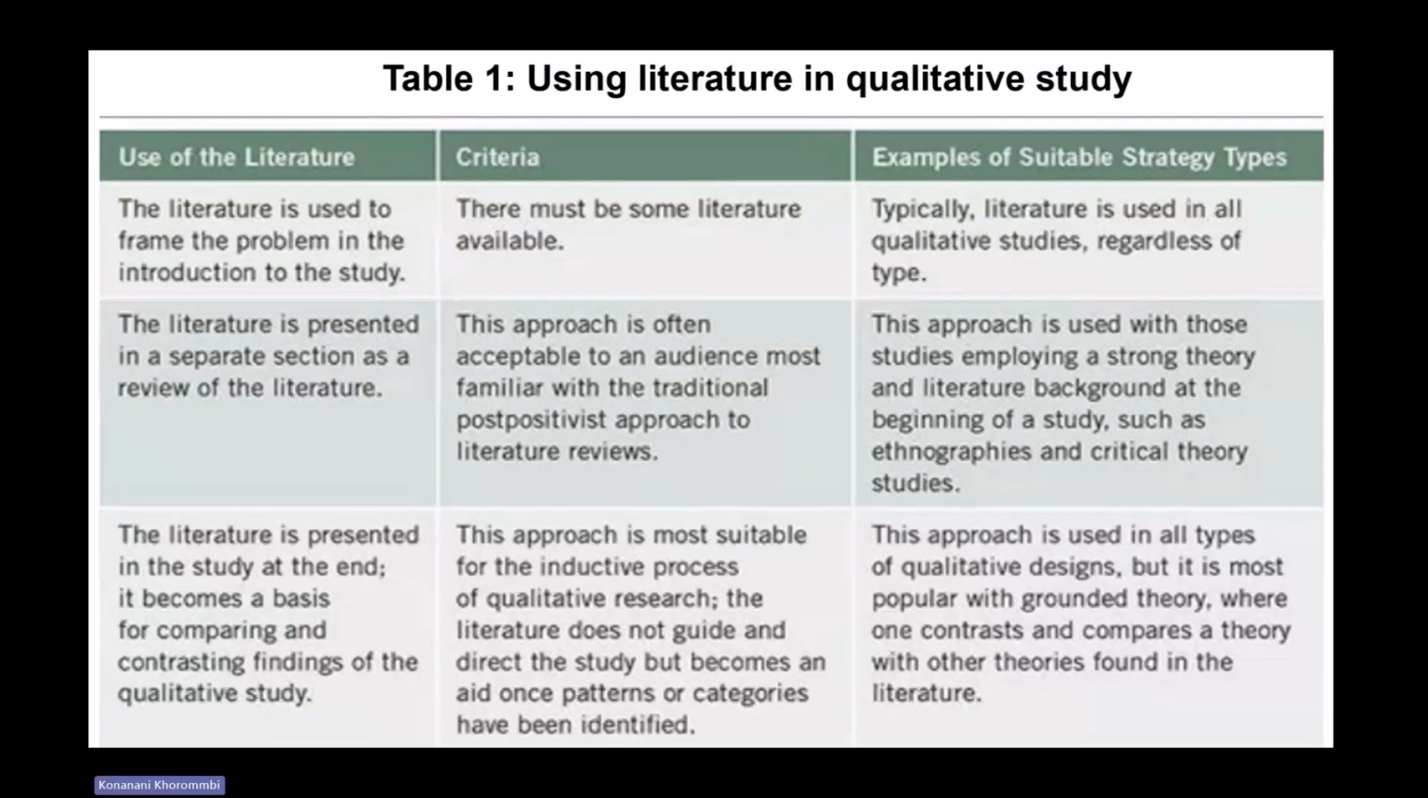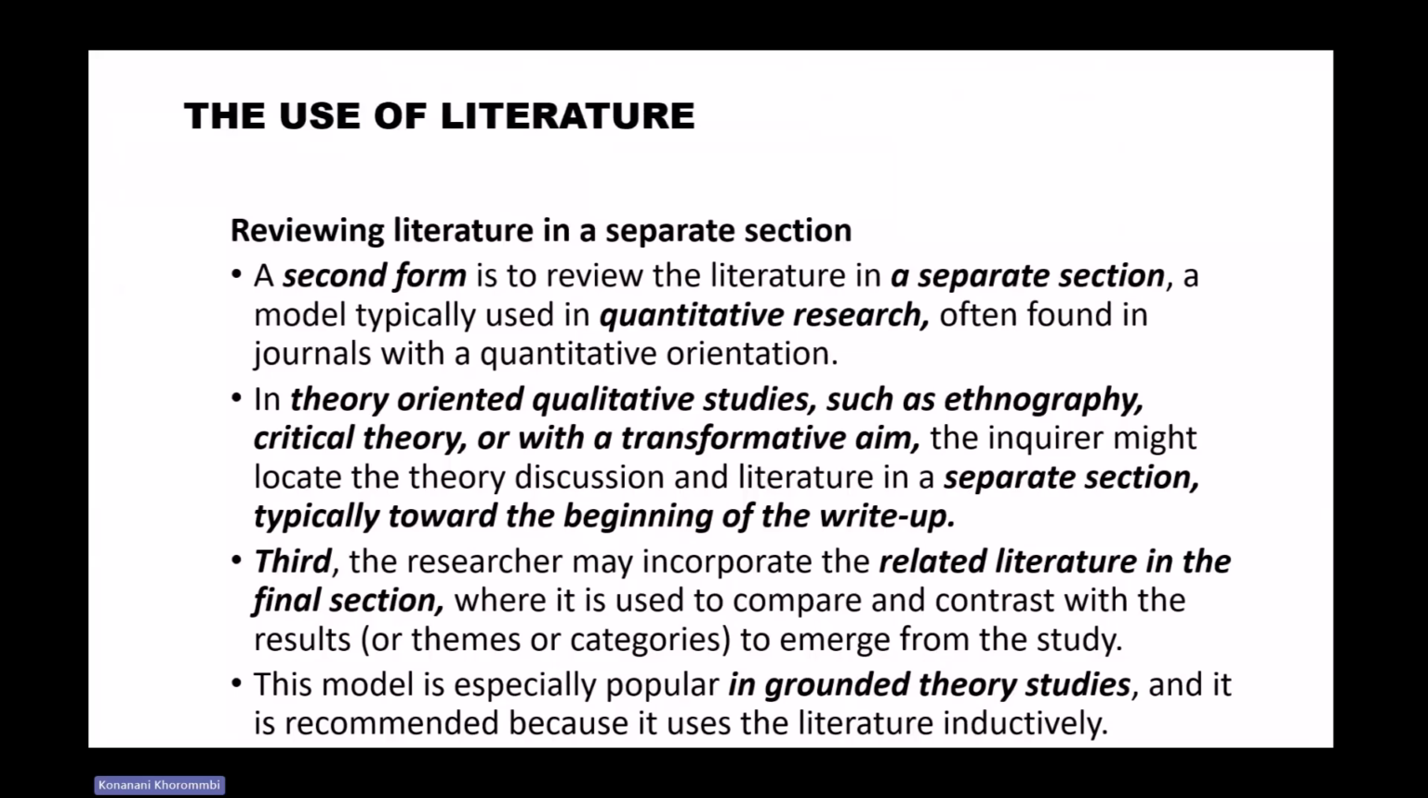Now, we look at the second form. The second form here is to review the literature in a separate section, a model typically used in quantitative research, often found in journals with a quantitative orientation. And we've said this, that in quantitative oriented articles, we have the literature at the beginning, from the introduction, then you've got related literature.